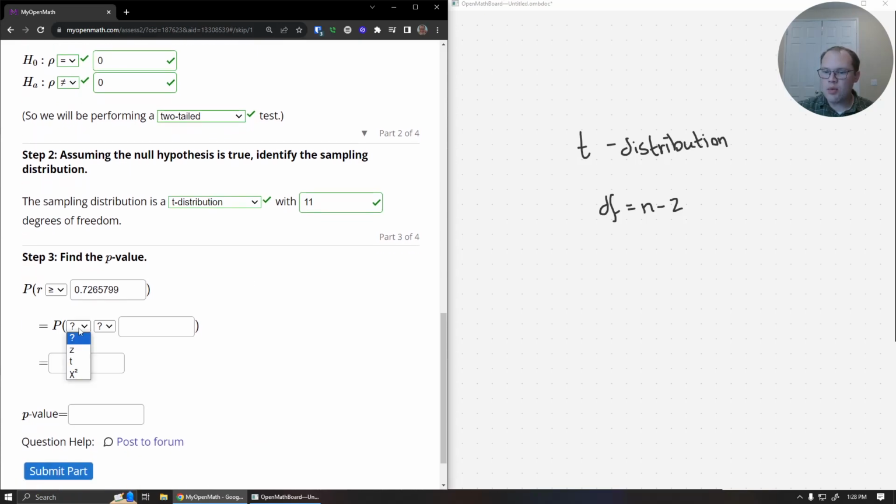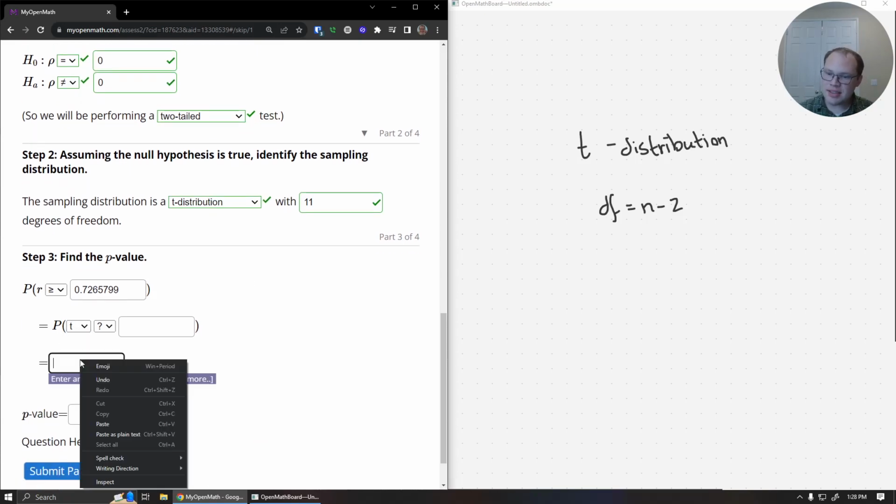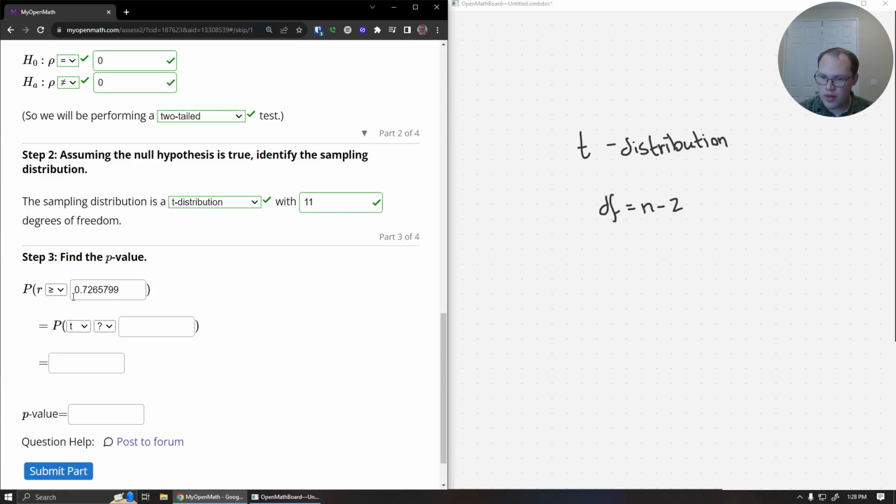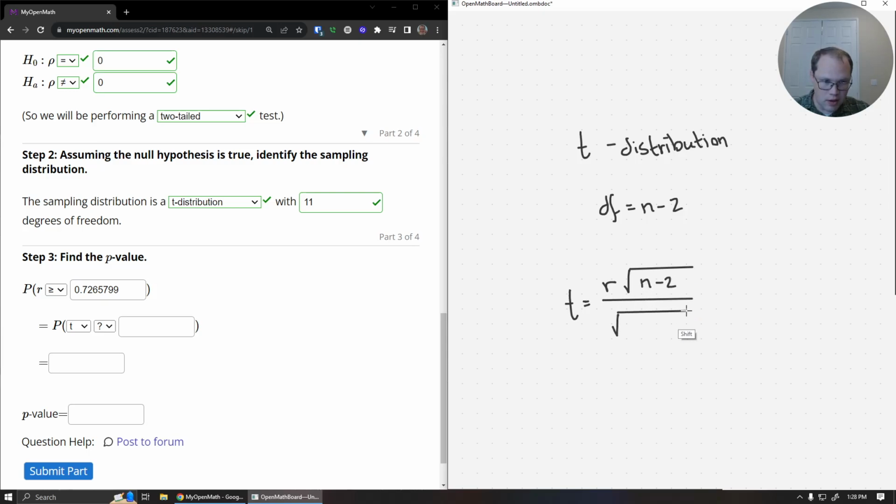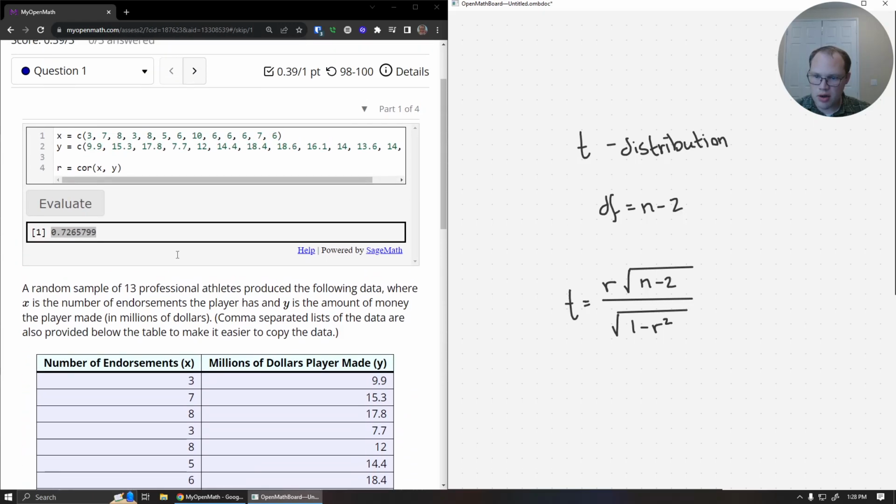Okay, now we want to find the test statistic for that correlation coefficient. So we're using a t-distribution, so I'm going to use a t variable here. Remember that for the correlation coefficient, the formula is t equals r times the square root of n minus 2, over the square root of 1 minus r squared. So let's get all that together.